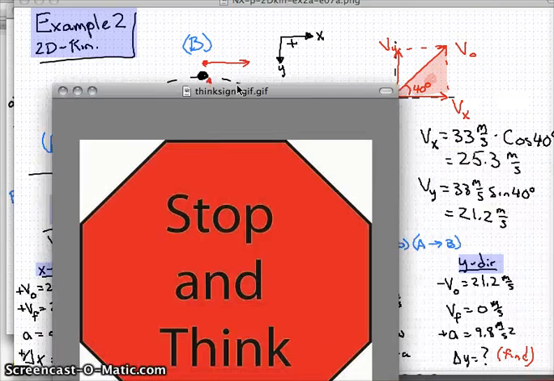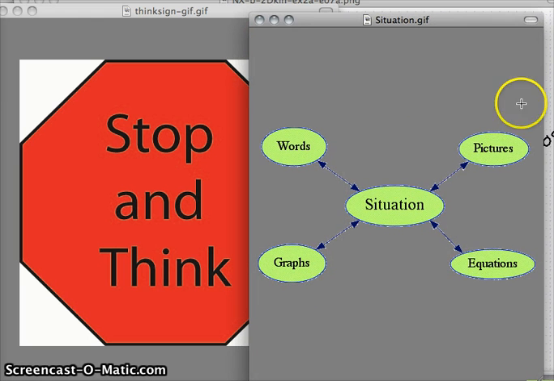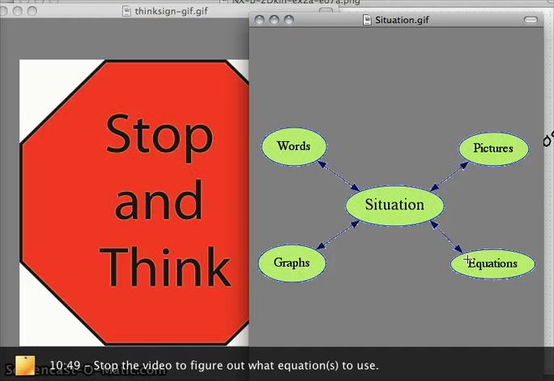So here's what I want you to do. Stop and think. I'd like you to take our picture here and figure out what equation might help us find part B of this problem.